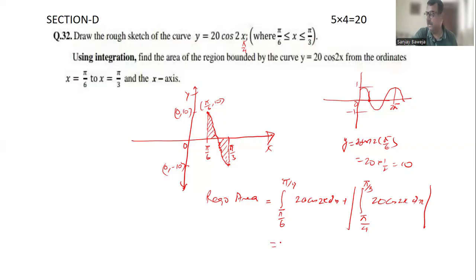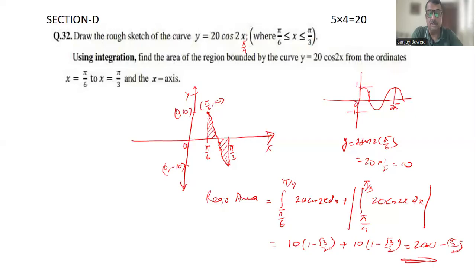So on simplifying, we will get the answer of the question as this is 10 times 1 minus 3 root 3 by 2 plus 10 times 1 minus root 3 by 2. So overall answer of the question is 20 times 1 minus root 3 by 2. I hope it is clear to all.